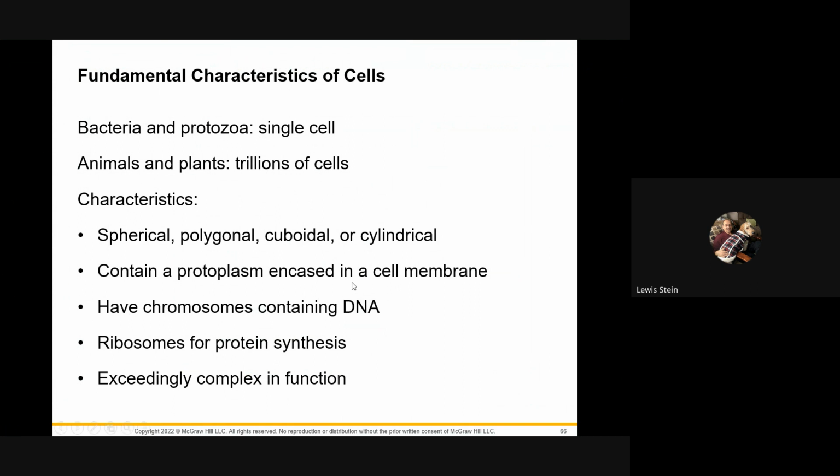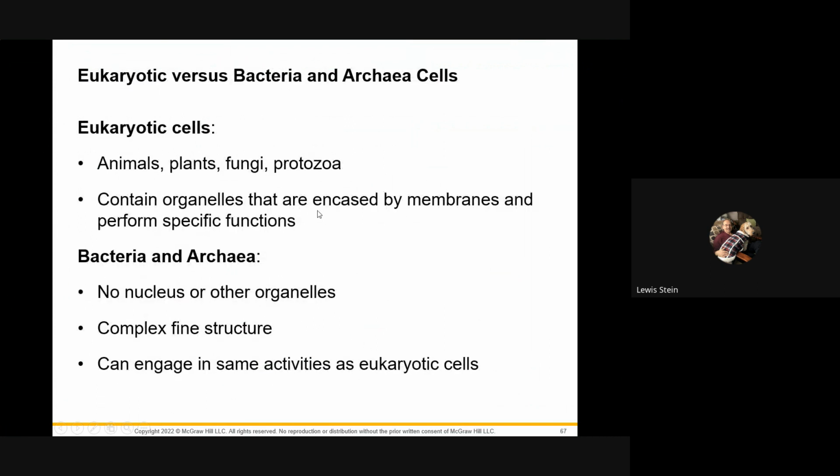Okay? They contain some type of plasm in a cell membrane, chromosomes with DNA, ribosomes, complex function. The eukarya organelles, this is just reiterating what we did. Bacteria have no nucleus and no other membrane-bound organelles. There's not a whole lot in there, but there's certainly ribosomes. That's an organelle by any definition. So PowerPoints have mistakes.